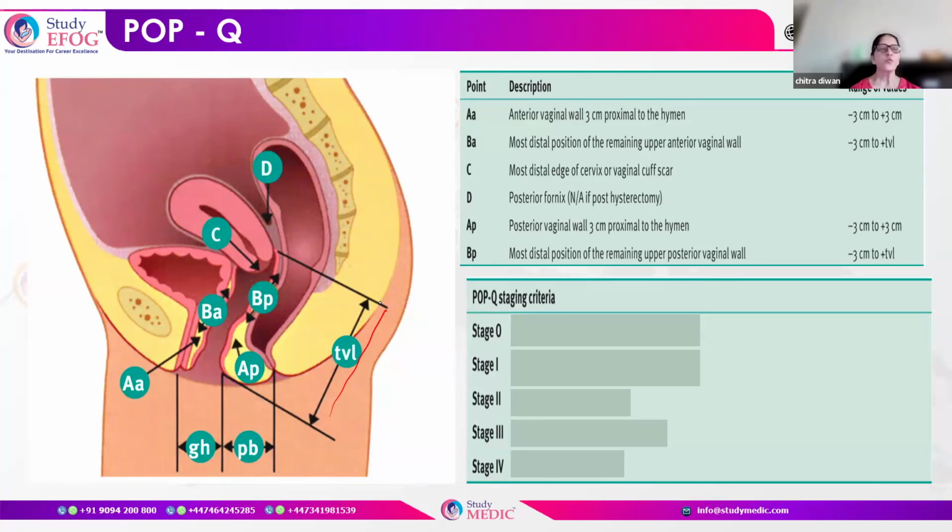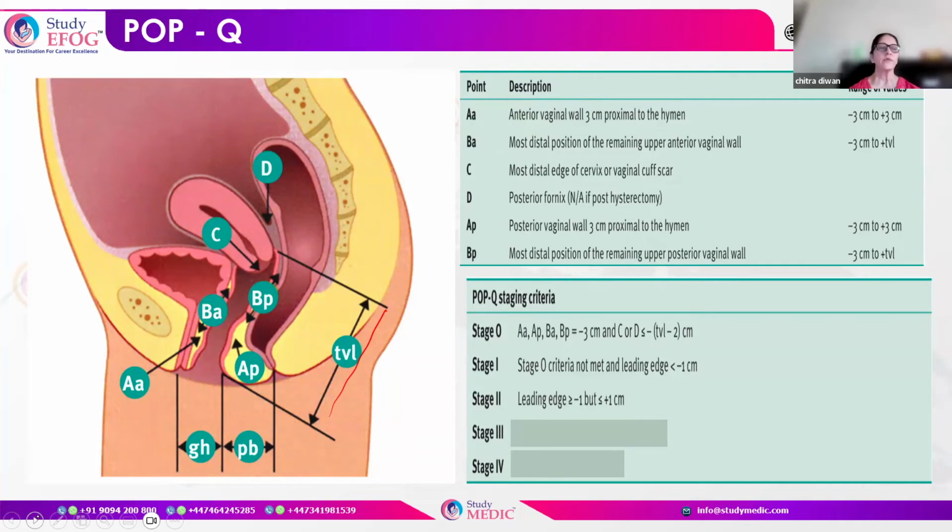So why do you measure all these points? Because you want to grade the prolapse. You want to stage the prolapse. Stage 0 is when all the points are in their normal position. That means there is no prolapse. Stage 1: whenever the criteria for stage 0 are not met and the leading edge is less than -1 centimeter from the hymen. This is stage 1.